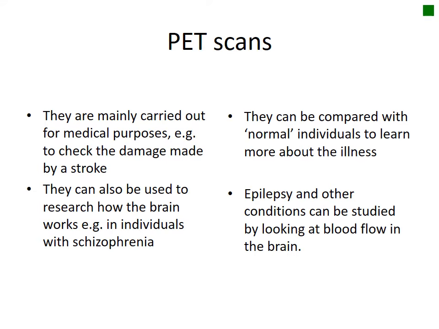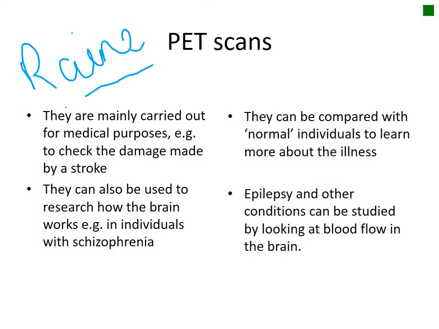PET scans are mainly carried out for medical purposes, so they may be able to check the damage made by a stroke, but they're also used a lot in research as to how the brain works. A really important example of this is Raine, which is your classic study within the biological approach. He used PET scans on murderers pleading not guilty by reason of insanity to compare their PET scans with those of a control group to see if he could isolate areas that controlled aggression. PET scans are really helpful because they can be compared with normal individuals as a baseline in order for us to be able to learn more about illnesses or brain damage.